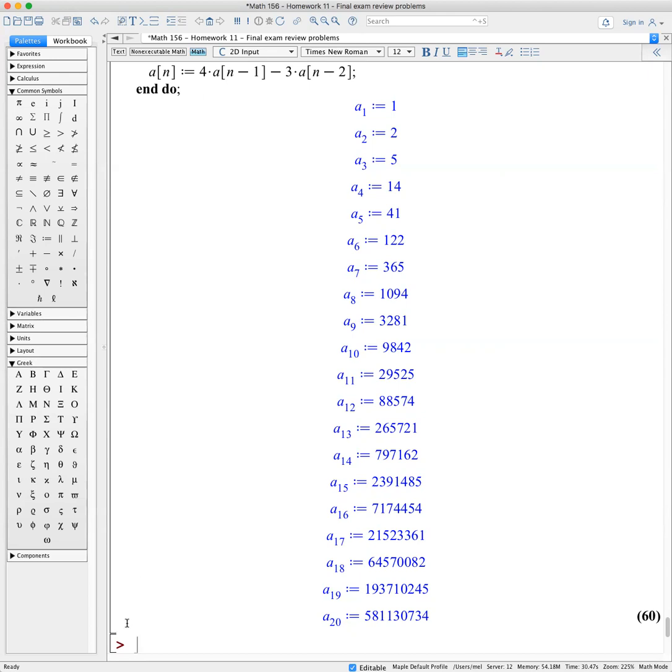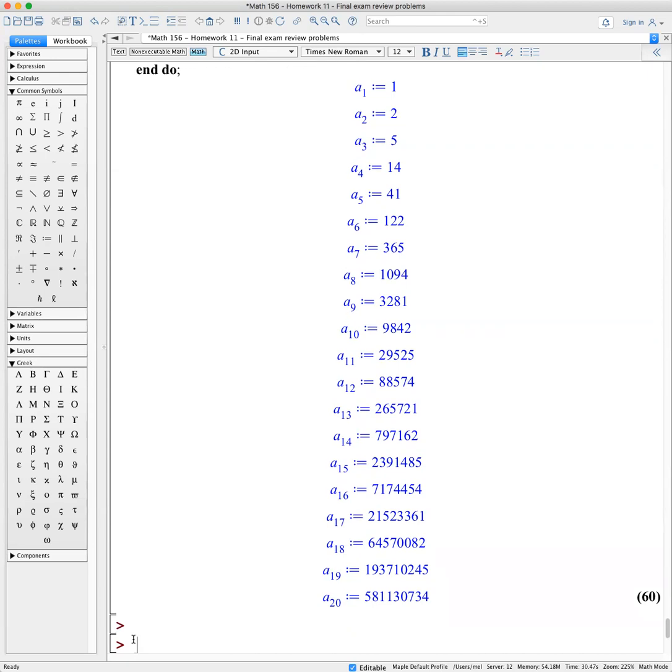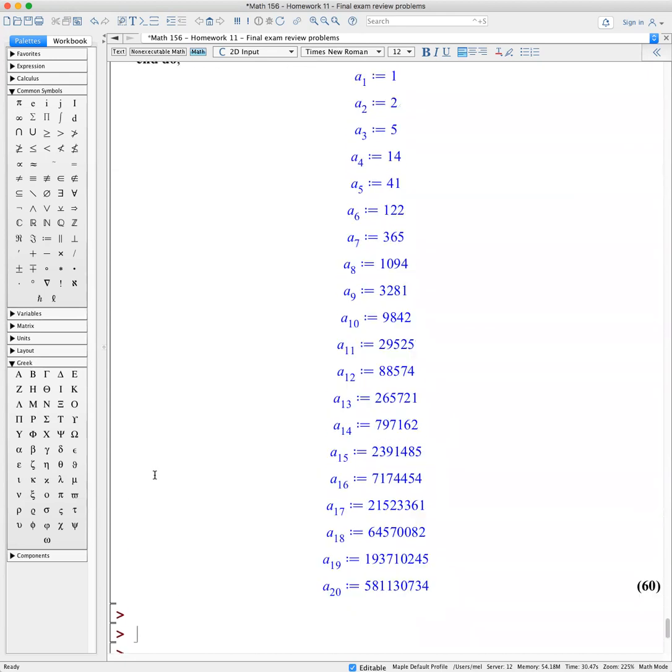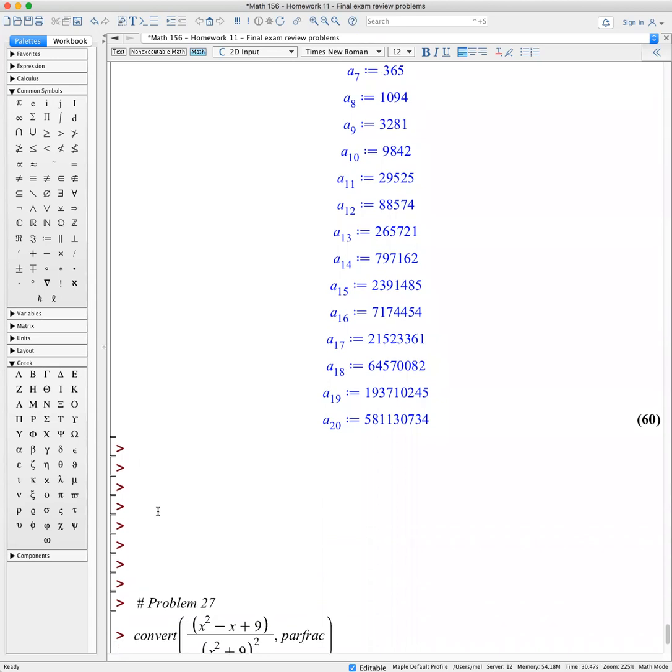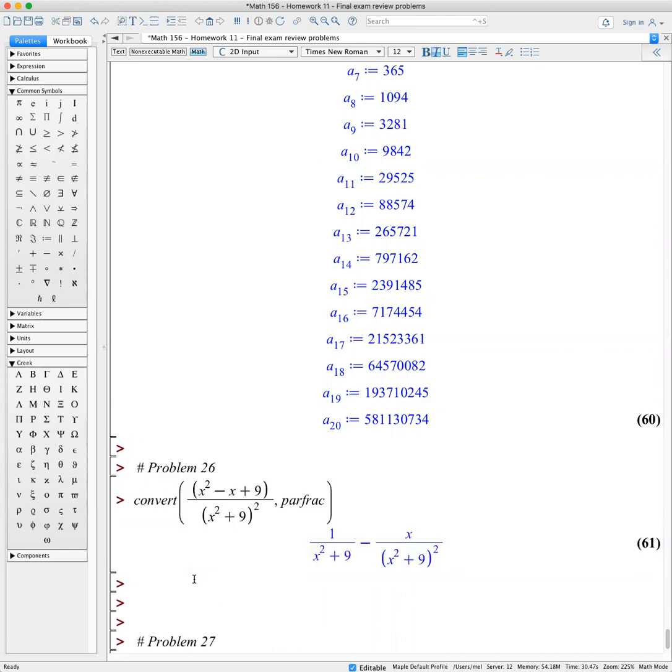So these are the first 20 terms. Problem 26, again, is decomposition into partial fractions: x squared minus x plus 9 over x plus 9 squared. You just convert your rational function using the partial fraction command.